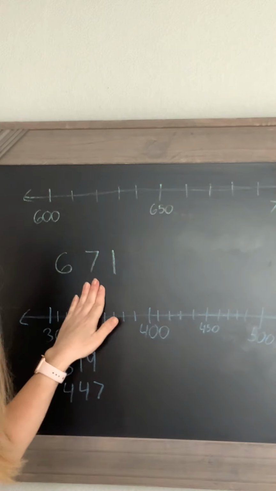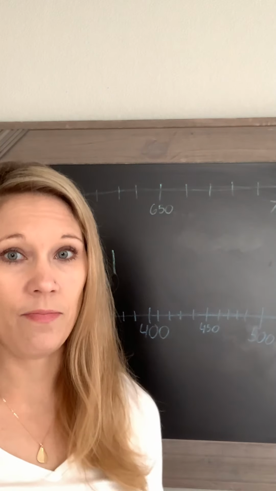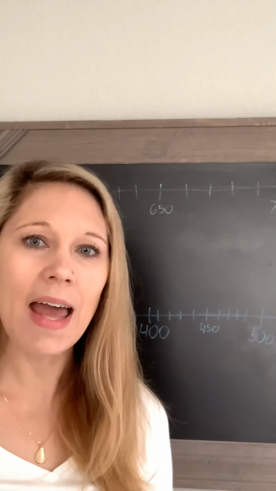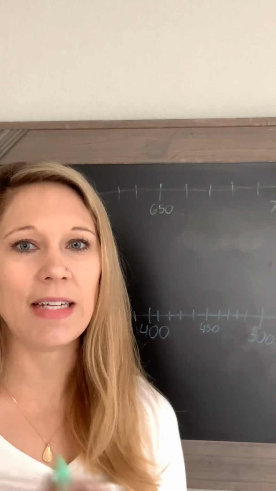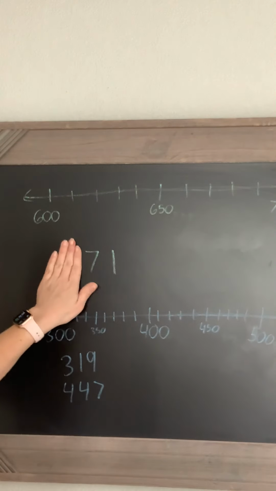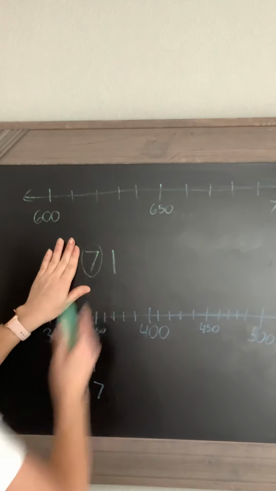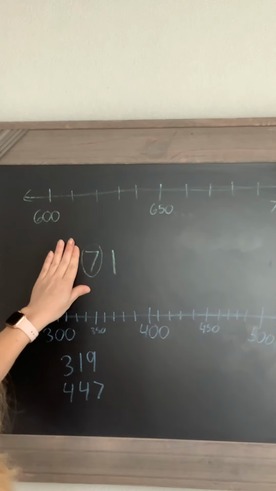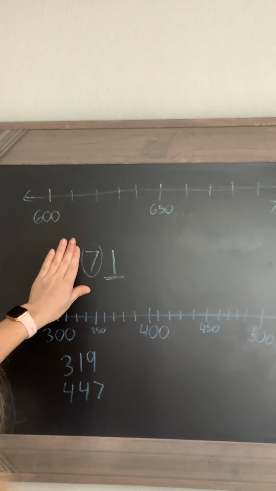So we have 671. First, I'm gonna round to the nearest 10. So when we say round to the nearest 10, you have to think of tens. 10, 20, 30, 40, 50, 60, 70, 80, 90. Those are our tens. So I'm going to look at just 71. I'm going to circle the tens place because that's what I'm rounding to. I'm going to underline what's next door. The ones place is next door, and that's going to determine if I go up or down.